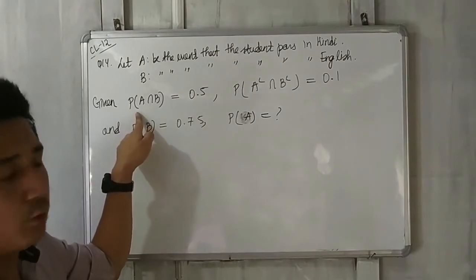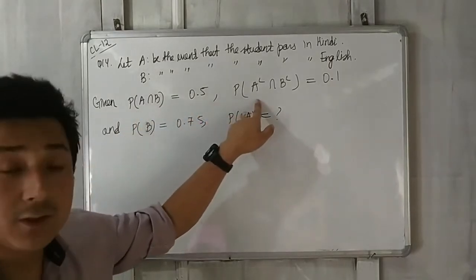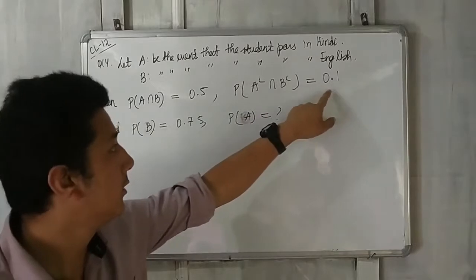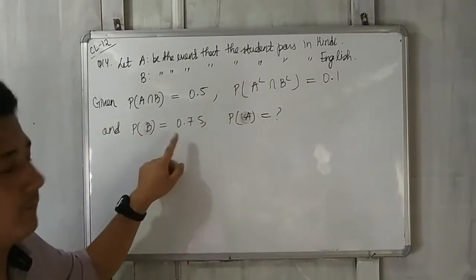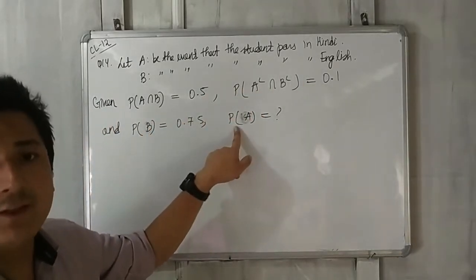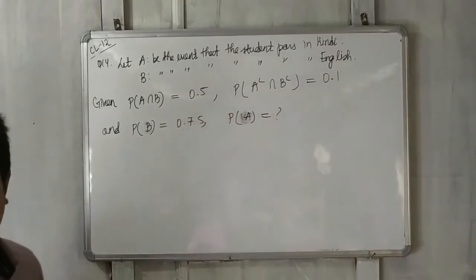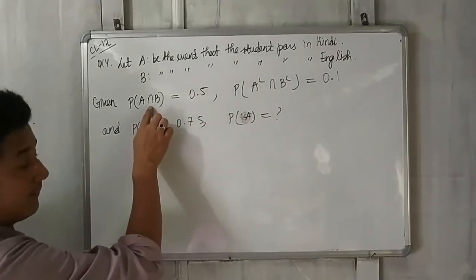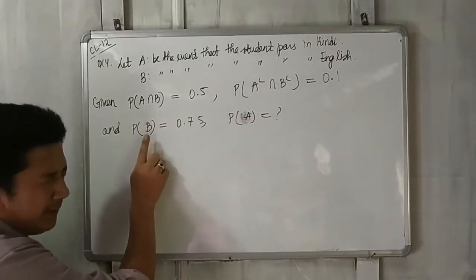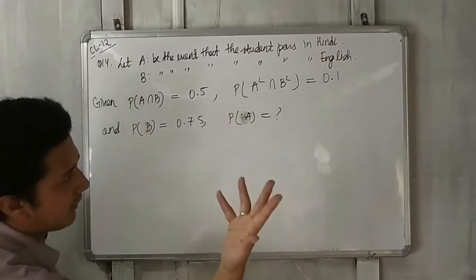He passes in both. He or she does not pass in both. He or she passes in English. What is the probability of passing in Hindi, we need to find. The intersection is there, P(B) is there, and P(A) we need to find.